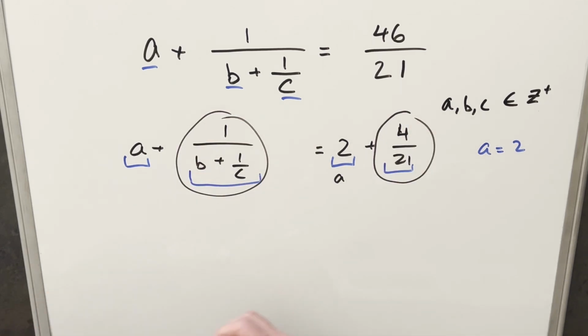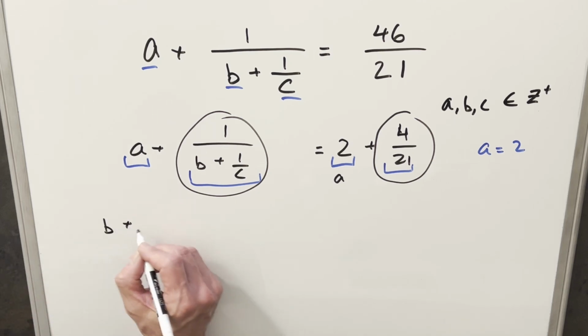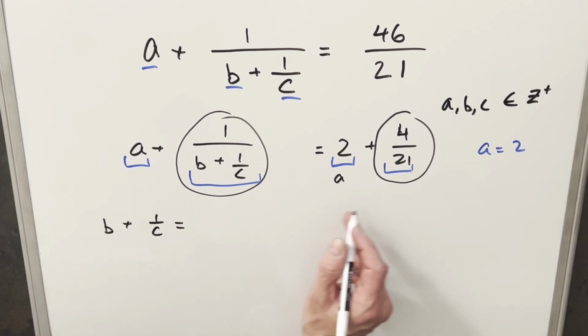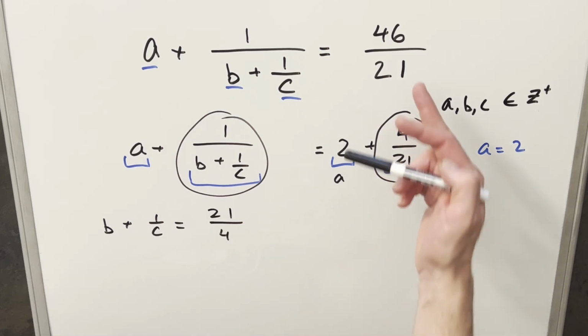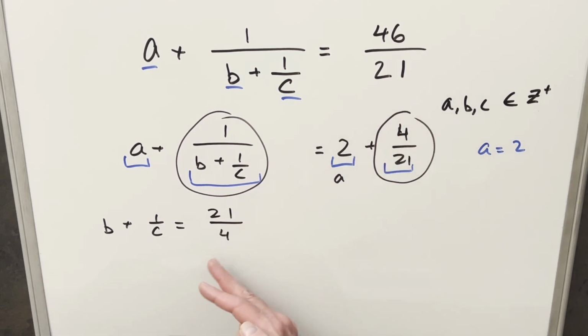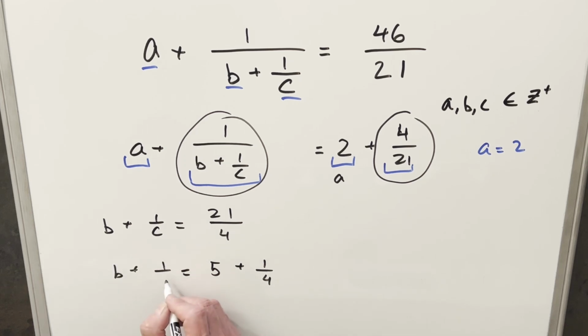But in order to set this up to solve for b and c, what I'll do is take the reciprocal on both sides. So on the left side, I can write this as b plus 1 over c, and this thing will become 21 over 4. But now again, I want to do the exact same thing that we did initially, is work on the right side and reduce the fraction. So dividing 4 into 21, this gives me 5 plus 1 over 4. And then over here we have our b plus 1 over c.